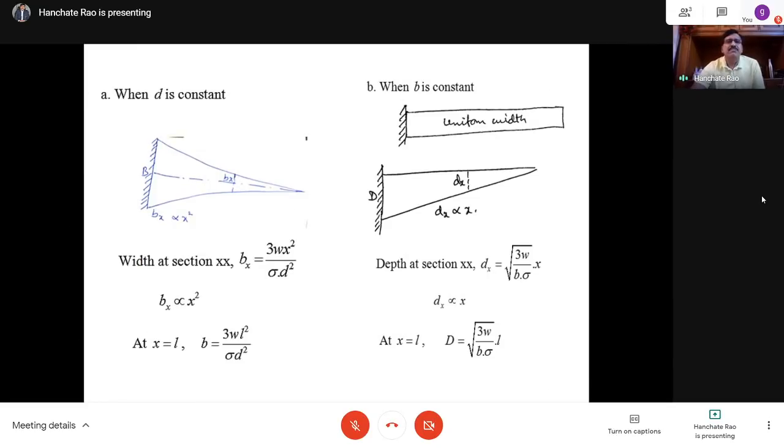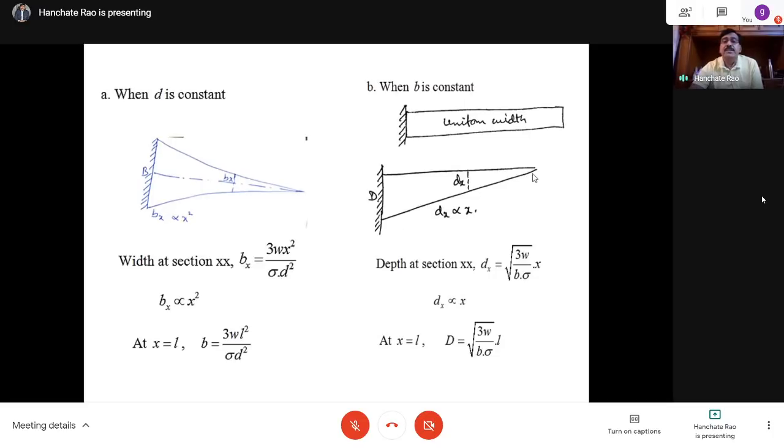Same procedure, whatever we have discussed. You find out Bx. Bx here, you see, is varying as a second degree curve, so it is a parabolic variation. It is a UDL, that's why we are getting a parabolic variation. Similarly, keeping the breadth constant and varying the depth, the depth is now proportional to x, so that's why it is a straight line.